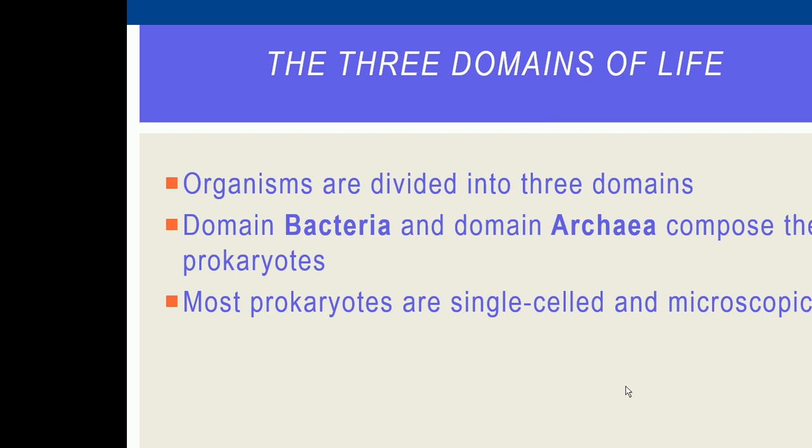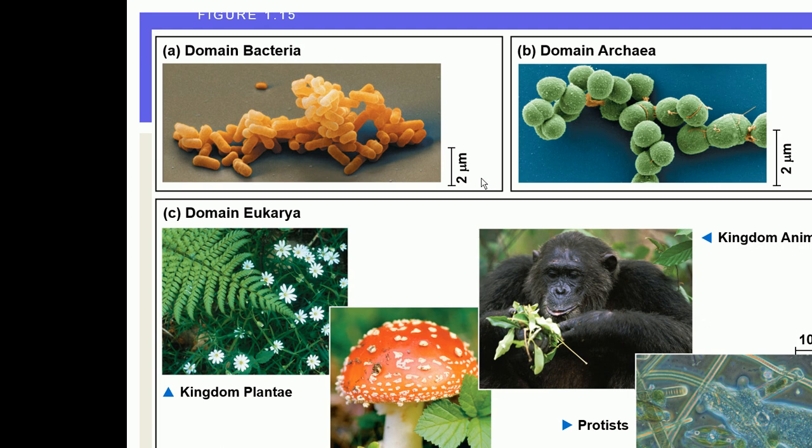We have already talked about the 3 domains of life. So there are bacteria and archaea. These 2 domains, bacteria and archaea, are prokaryotic organisms, which means they do not have a nucleus in them. So these are the bacteria, these are the archaea. Bacteria and archaea are very similar structurally, but biochemically they're different.